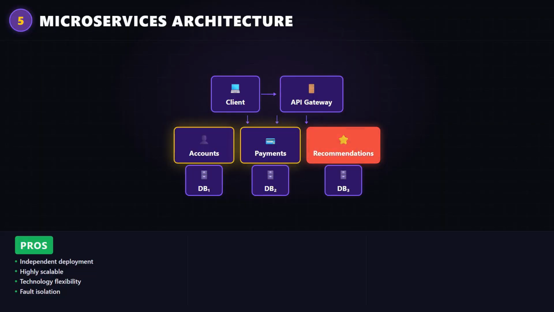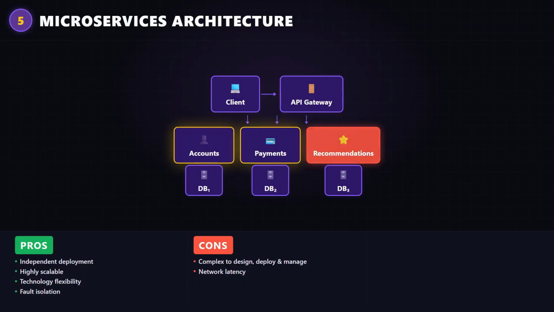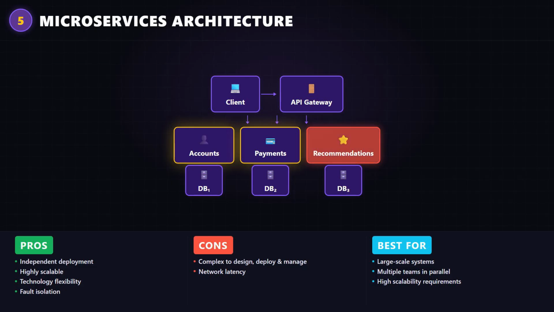If I talk about the trade-offs of this architecture, it's genuinely complex to design, deploy, and manage. And since services talk over a network, you deal with things like network latency. So when should I use this architecture? Large scale systems with multiple teams working in parallel and serious scalability requirements.